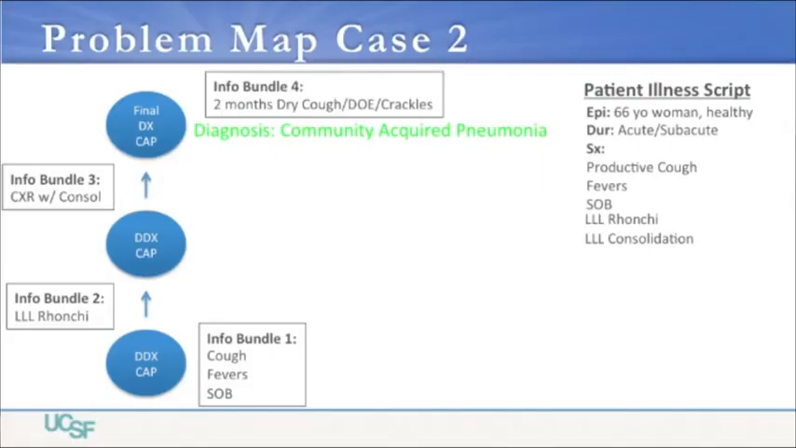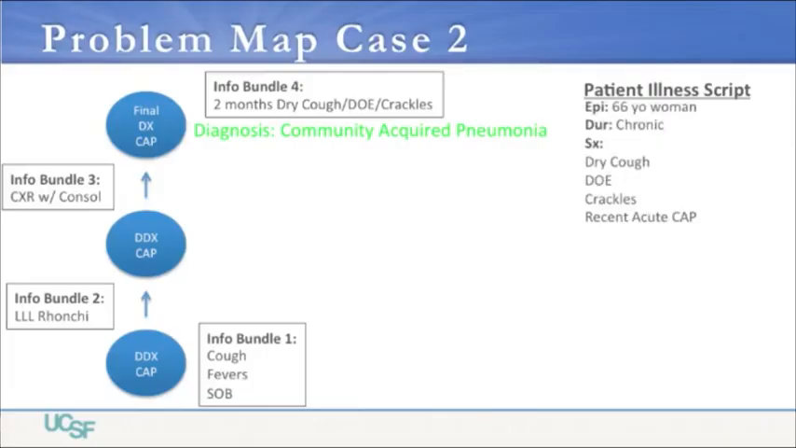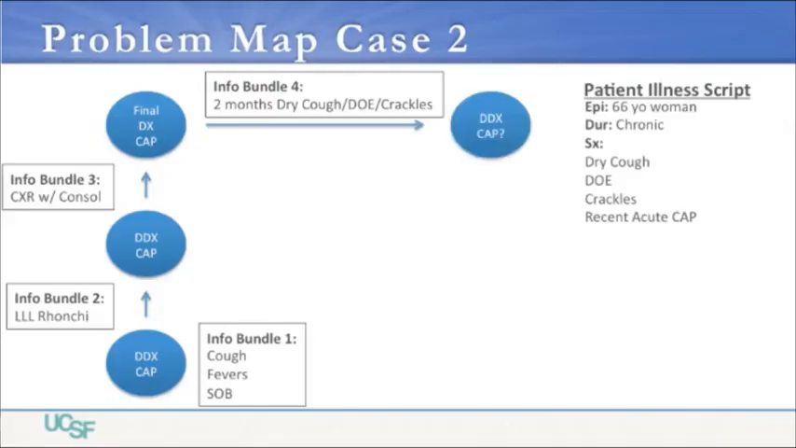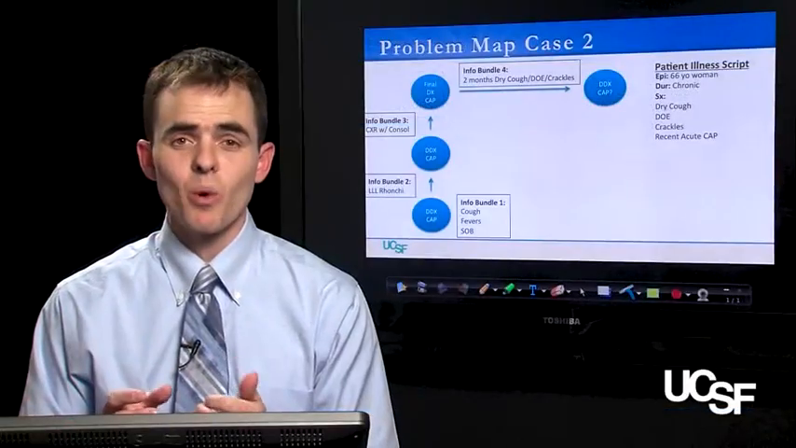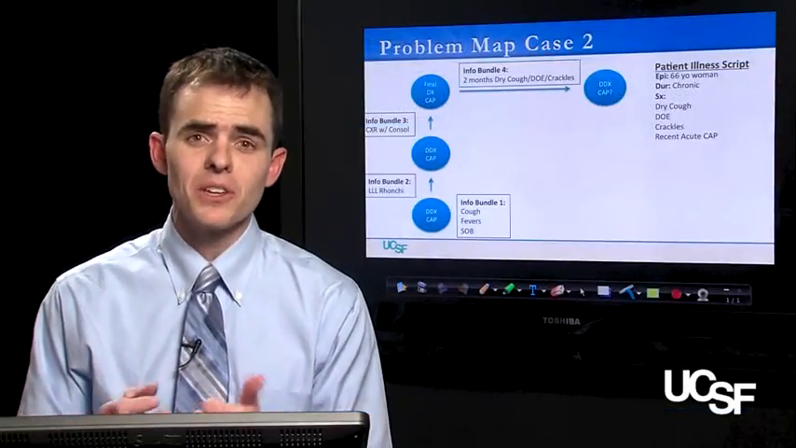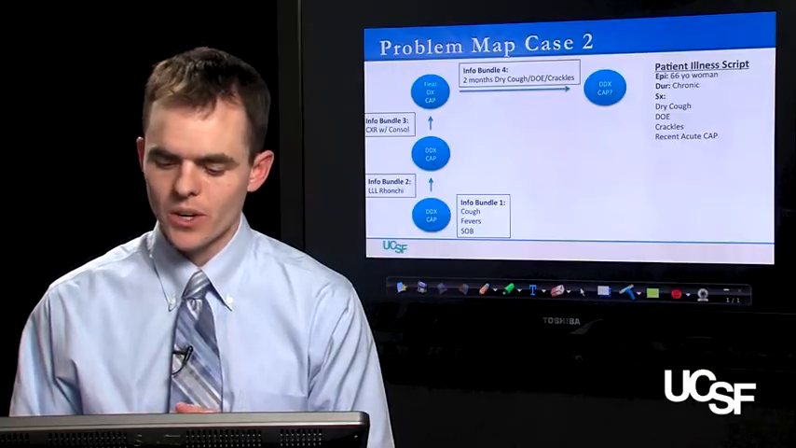Fourth information bundle is that the patient's not getting better. It comes up that she's had 2 months of dry cough, dyspnea on exertion, and crackles. You update your patient illness script, and now you've changed your duration. You've taken away that you think she's healthy at baseline, and you've narrowed all of those initial symptoms down to being recent acute community-acquired pneumonia and your new symptoms. And you update your differential diagnosis, which is, at this point, you're just wondering, is this really community-acquired pneumonia? You actually don't know what else is going on.